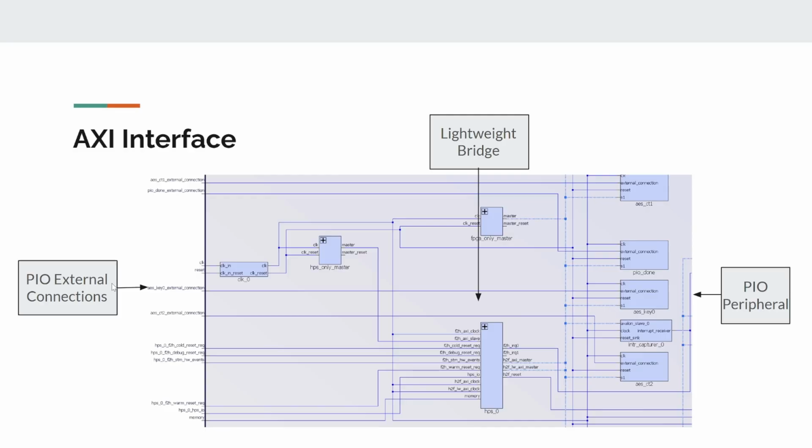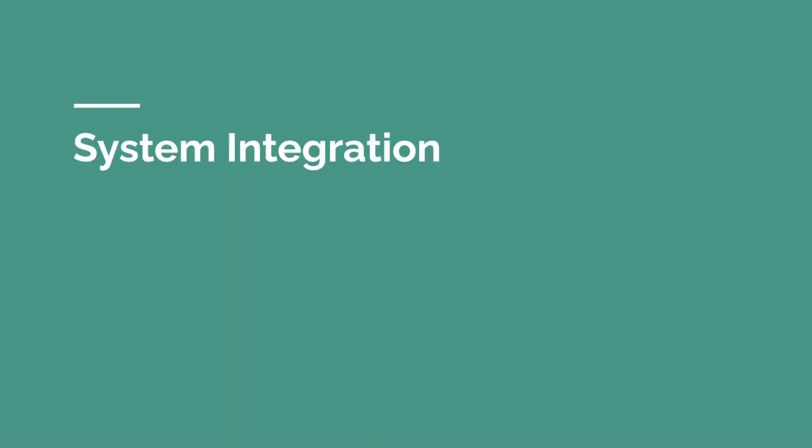You can see the AXI interface here. The PIO external connections are what we connected to the internal wires in the GHRD top, which would then get sent to the AES. PIO peripherals would be what connected to the PIO external, and that would also connect to the lightweight HPS to FPGA AXI bridge, which connected to our HPS. That concludes the FPGA in Quartus project section. I'll pass it on to system integration.